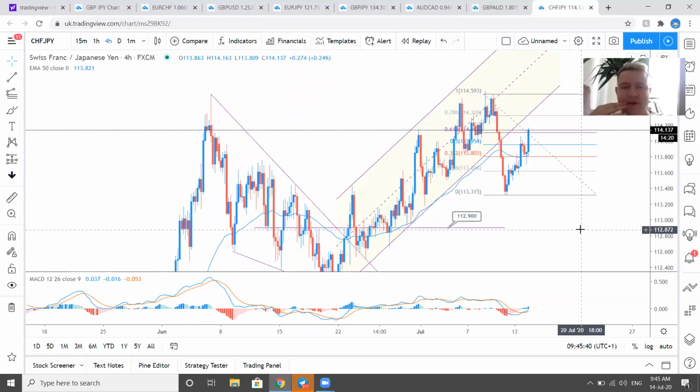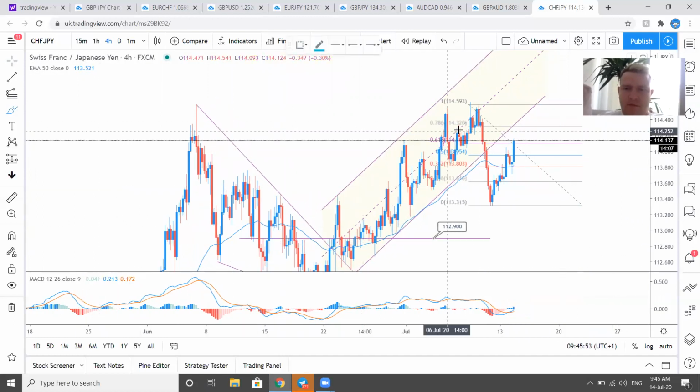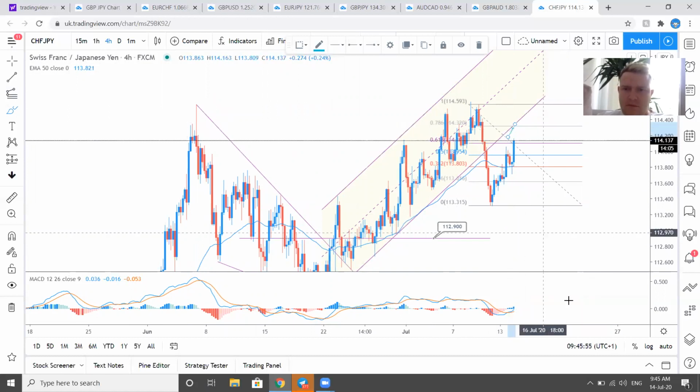For example, the entry point. When is the best, for example, to enter a trade? So it depends on what we're talking. So on, say, a channel like this, the best place to enter is going to be when it hits this channel bottom.